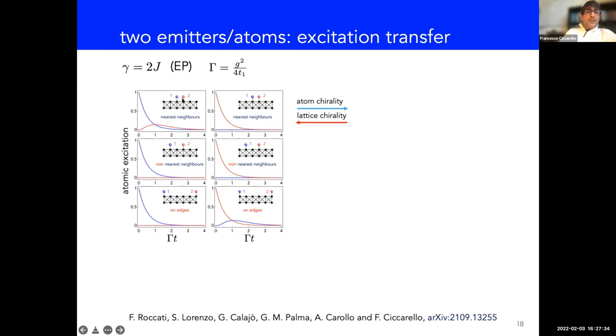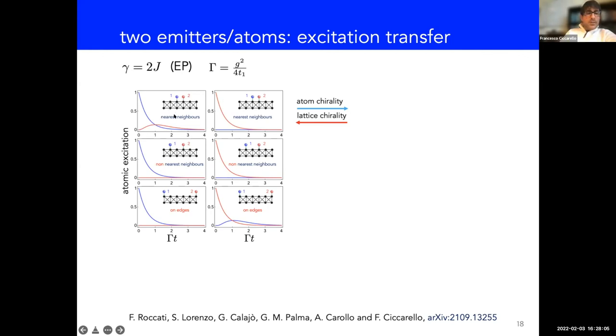What about the other way around? What if I excite the other atom and look at the excitation of the two? Nothing happens. If you excite the right atom, it will just decay and the first atom will remain unexcited all the time. So this means that we have no reciprocal interactions between the two atoms. And notably, the chirality of these interactions goes from left to right, so the left atom with the right atom, not the other way around. This is in contrast to the lattice chirality, which is from right to left.